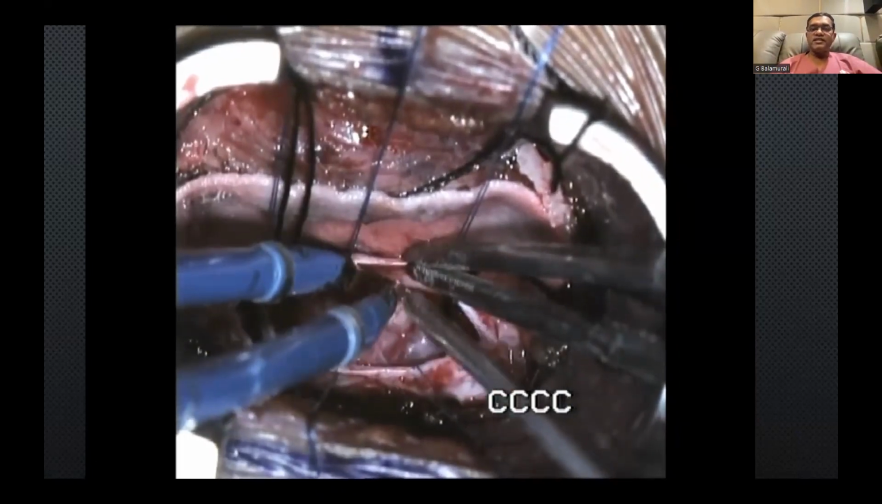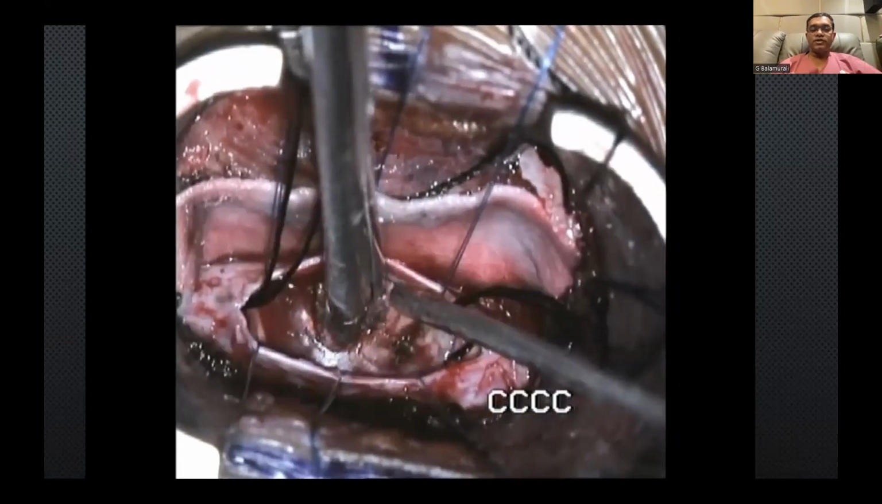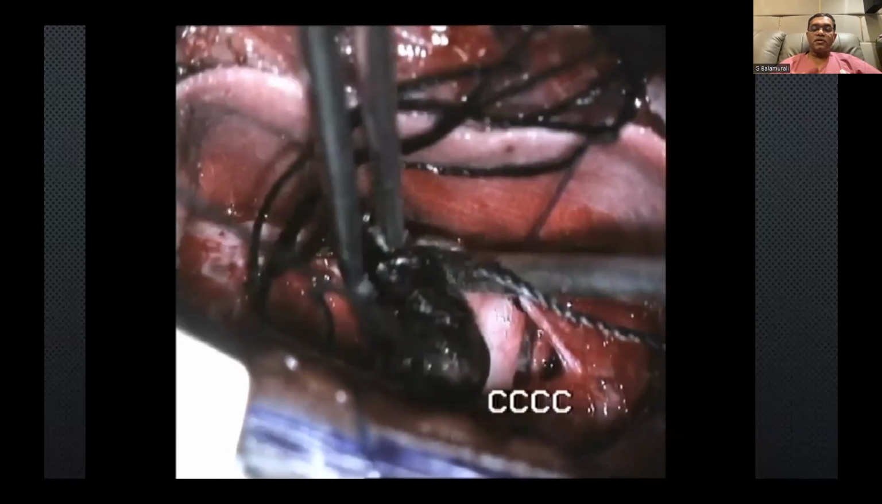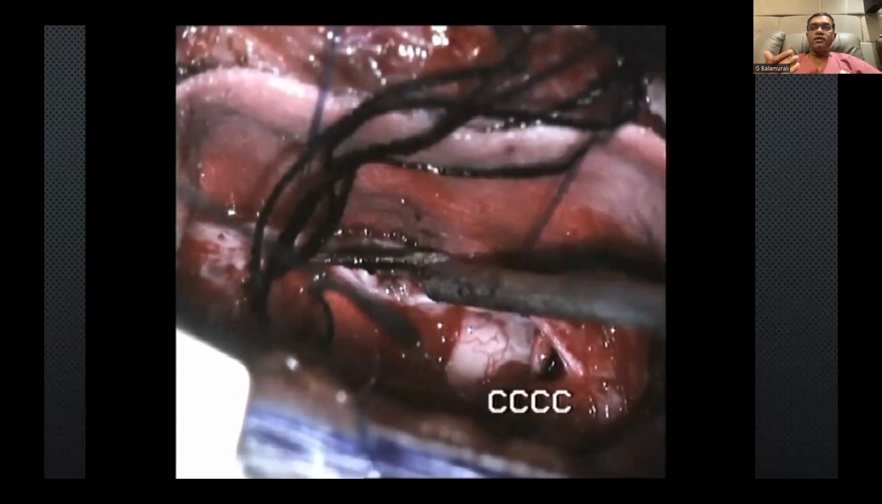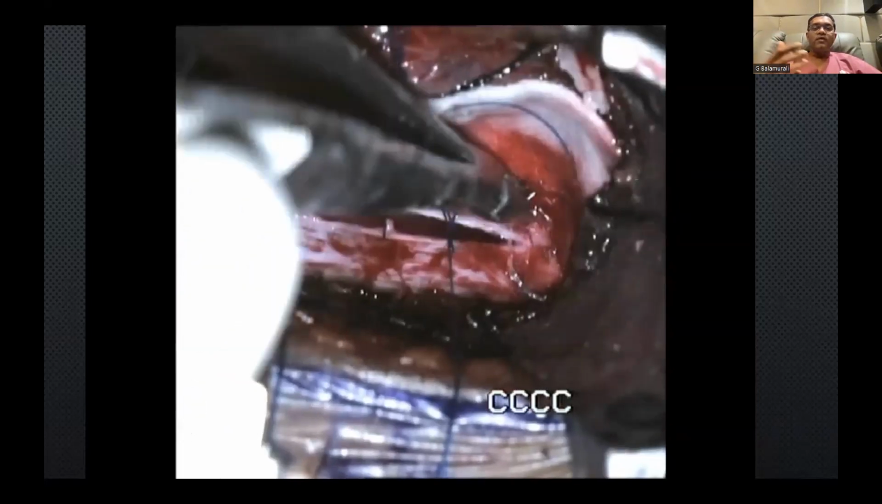The principles are exactly the same once you have entered and once you've got the tumor outside. So always in a minimally invasive approach, try to debulk the tumor and try not to remove the tumor in one piece, because when you have an open approach, you have a little bit more access.